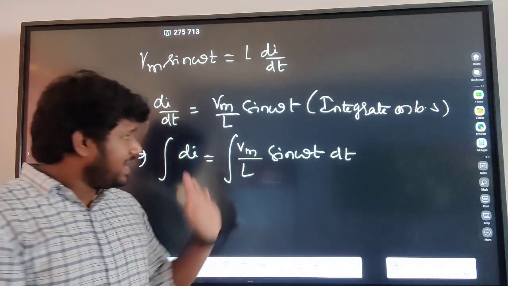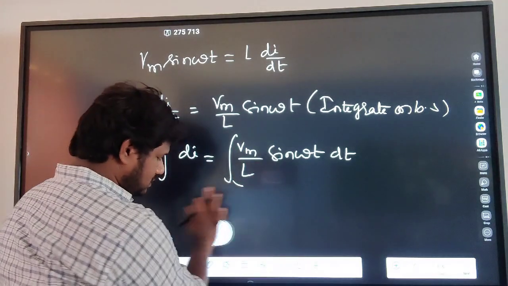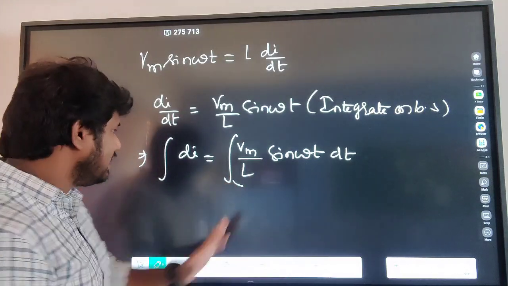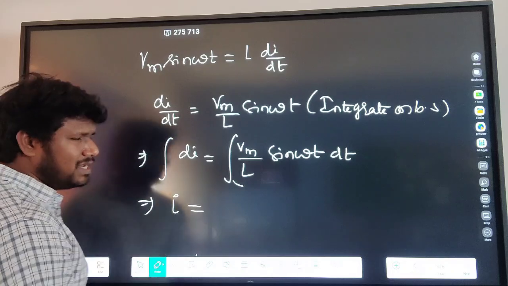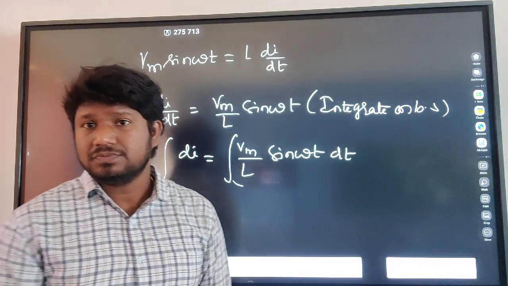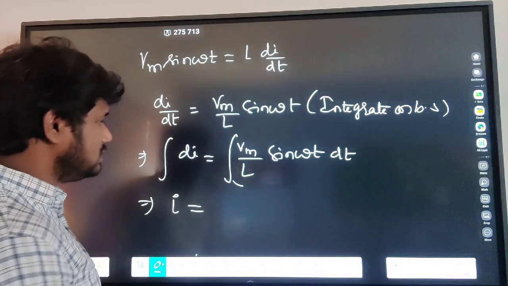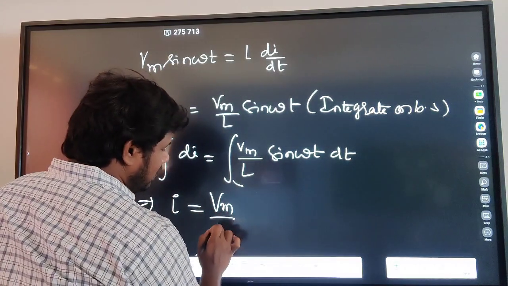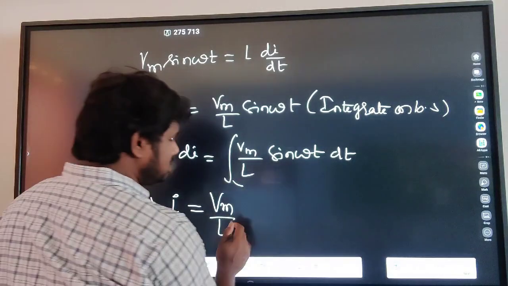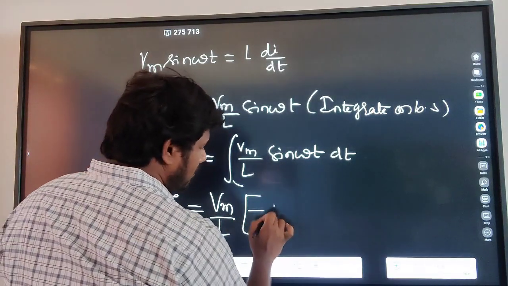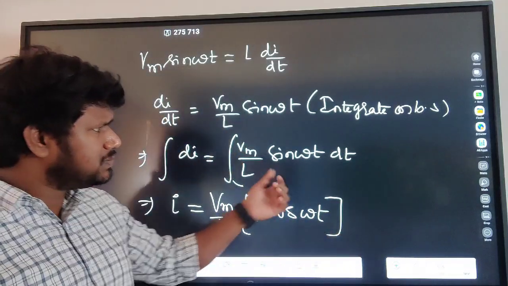Now, on the right side, the peak voltage and inductance value are constant, so I will take them outside. What is the integration of di? It is equal to i. You can mention i of t also, no issue, because that is the instantaneous value of current. Vm by L is a constant, take it outside. Then what is the integration of sin omega t? It will be minus cos omega t. I am integrating with respect to t.